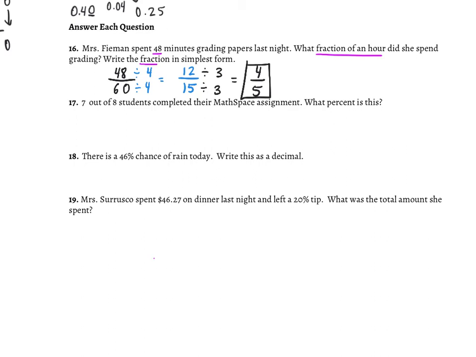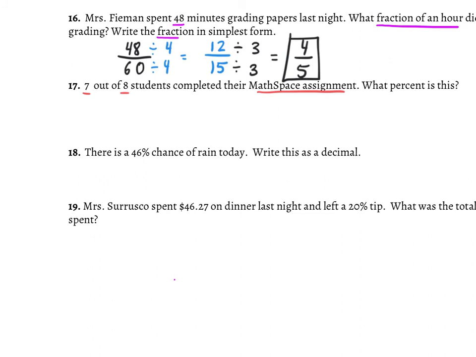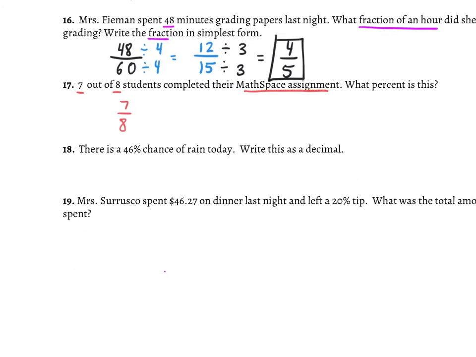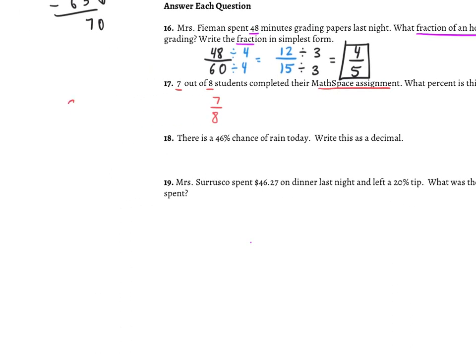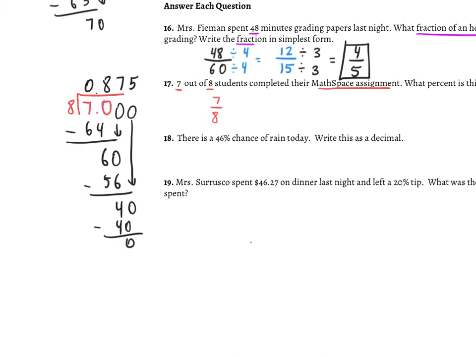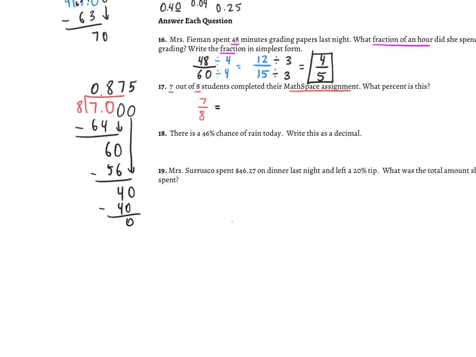Okay, 7 out of 8 students completed their math space assignment. Let's see what percent that is. How do we find that? You first should have written the fraction 7/8. How am I going to make my fraction into a percent? I need to divide. If you didn't divide yet, go ahead and divide. Tell me what you get. When you divided here, you should have gotten 875 thousandths. And for 875 thousandths, the percent, I would move that decimal 2 times, 87.5%.